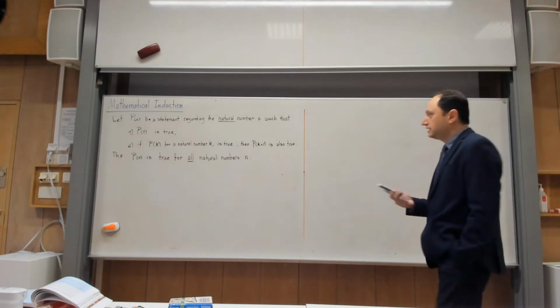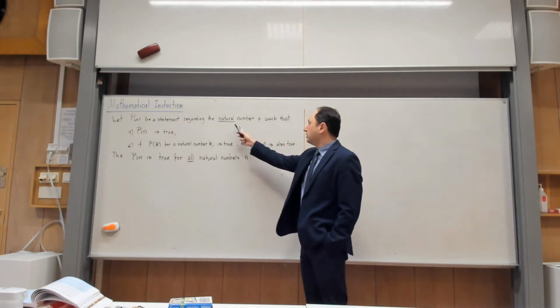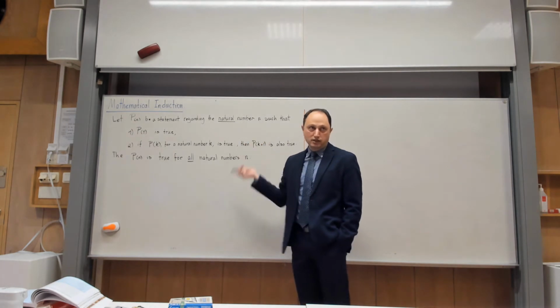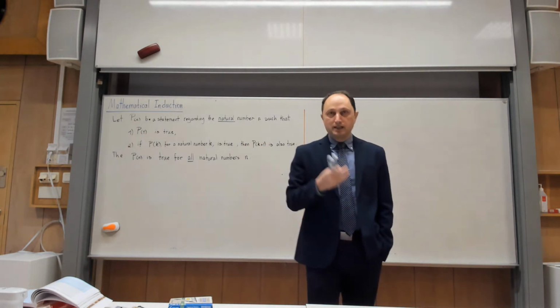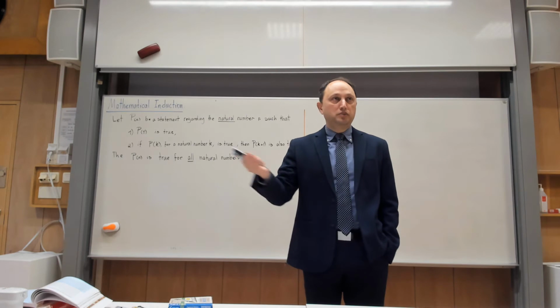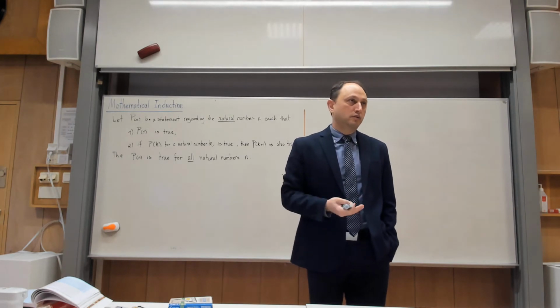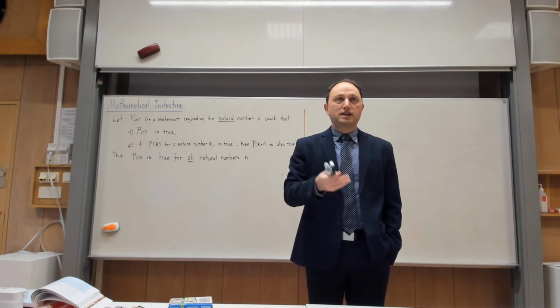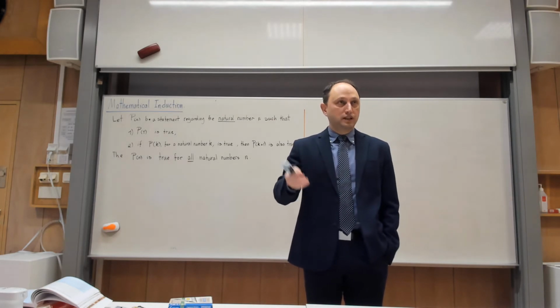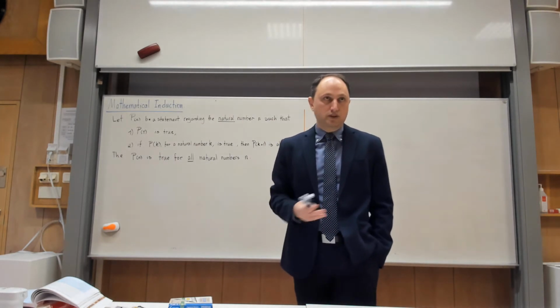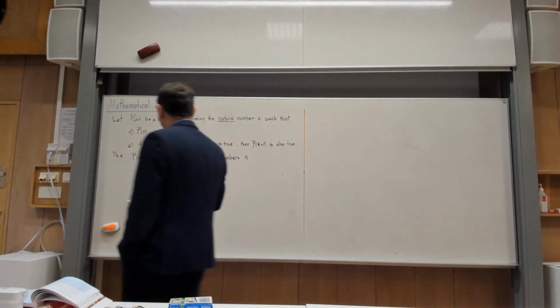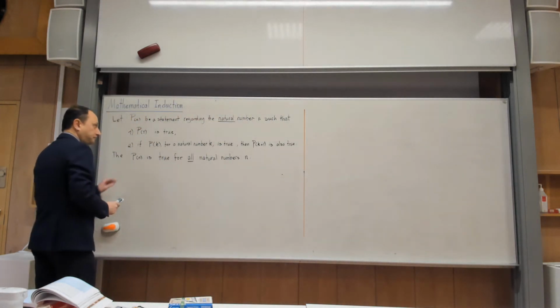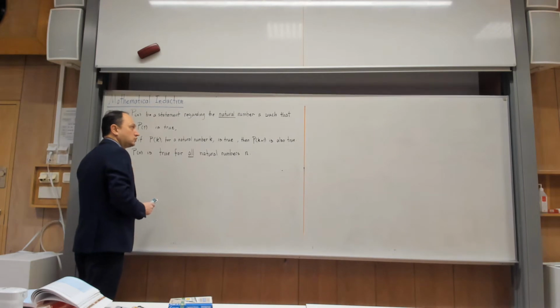And it is clear that it only works if you have a statement regarding a natural number. Because in natural numbers, the next number makes sense. But if you are working with real numbers, if I say square root of 2, I cannot say what is the next real number after square root of 2. It doesn't make sense at all. So this is a very, very powerful tool, as you will see.